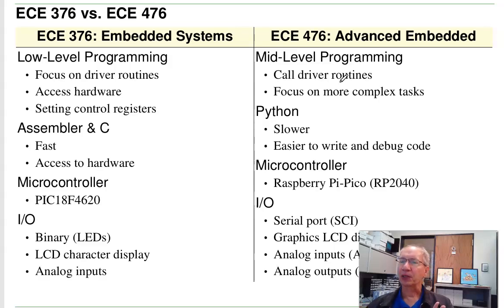We'll be using a microcontroller, a Raspberry Pi Pico, but this runs at 150 megahertz rather than 40. It makes up for the speed. And we'll look at I/O using the serial port, graphics LCD display, analog inputs, and analog outputs.